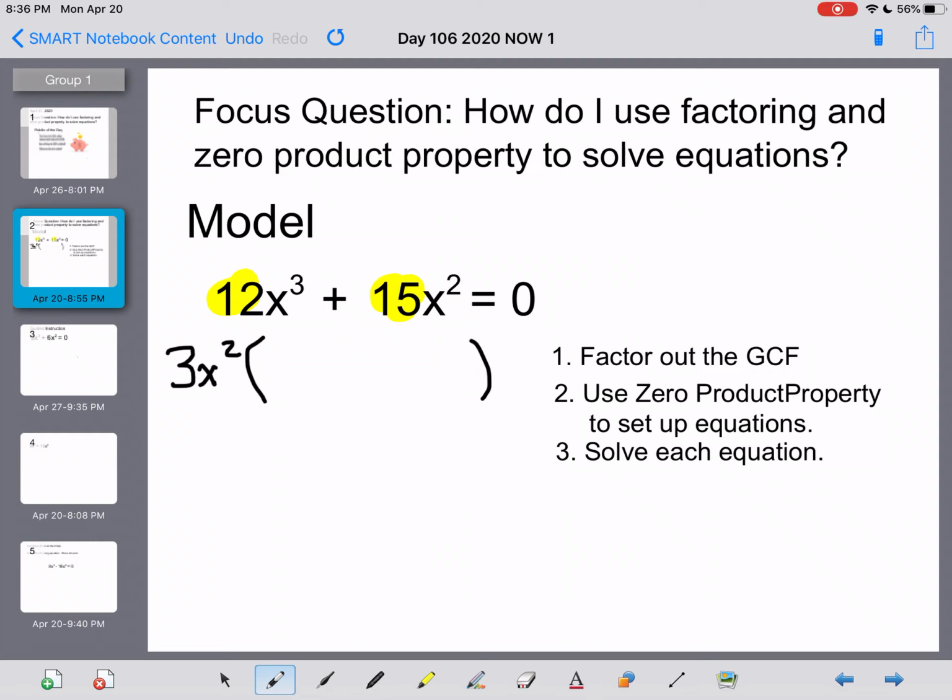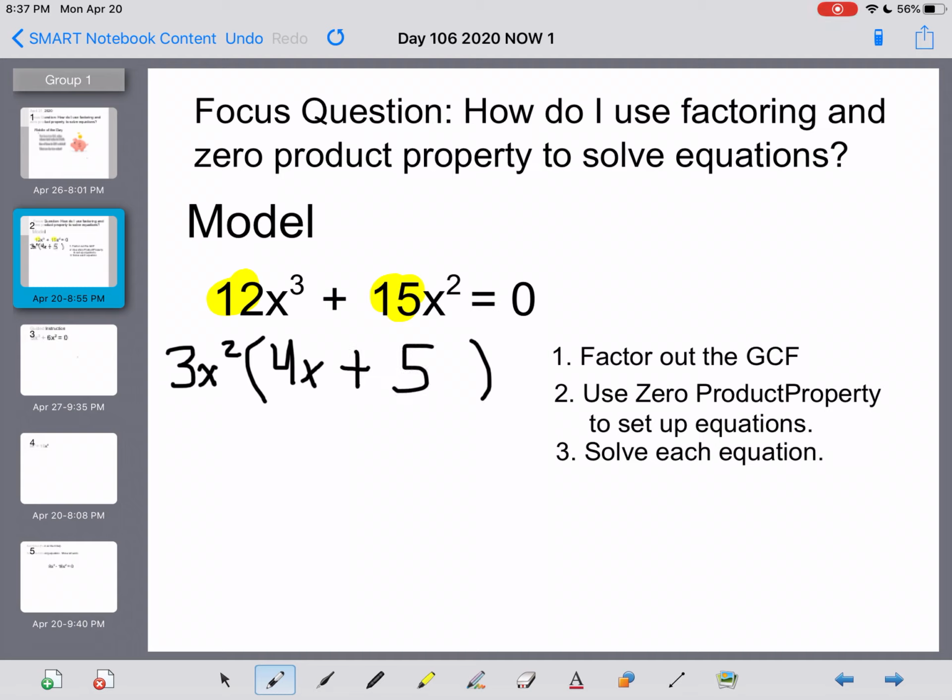I have just factored out 3x squared. So if I factor that out, let's see what I have left. So I'm just going to go the opposite way. So I have 3x squared, and I need to multiply that by something to go back to 12x to the third power. And that would be 4x to the first power, just 4x. Now, with the second term, I need to go from 3x squared to 15x squared. And in order to do that, I'm going to multiply by 5. So it's going to be plus 5.